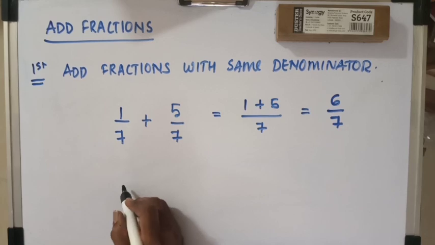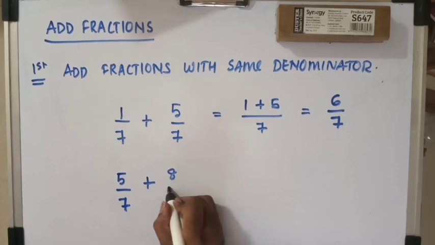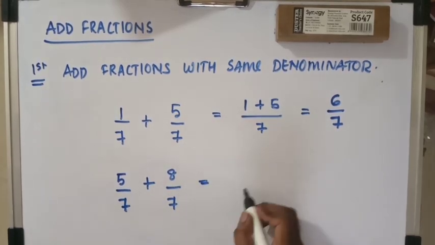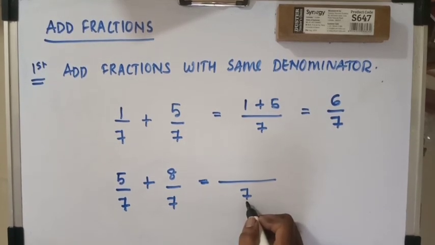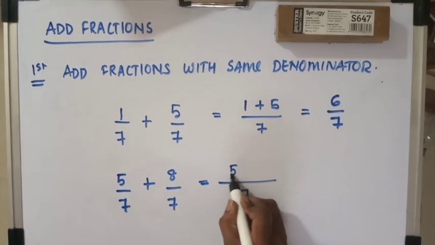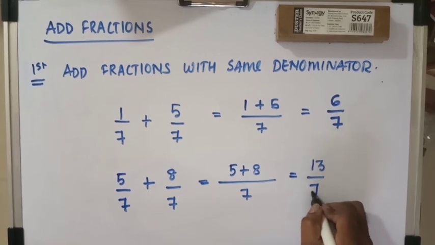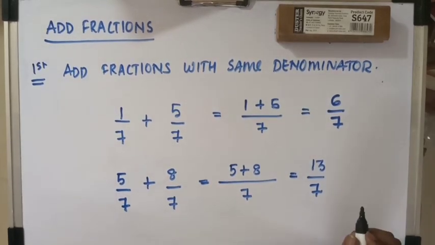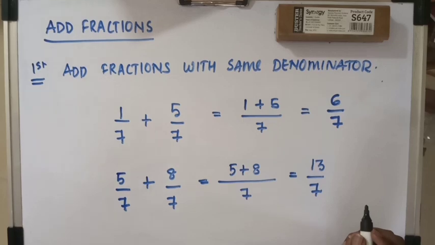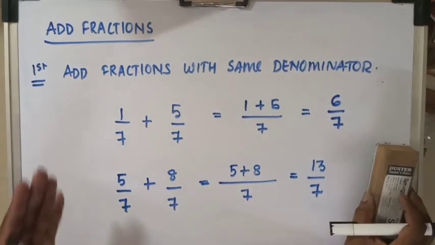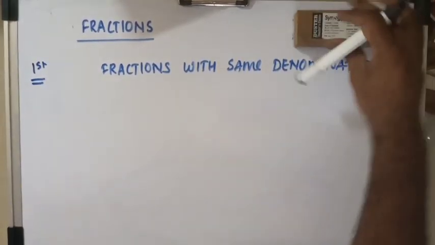In the same way, say 5 upon 7 is added to 8 upon 7. As the denominator is the same, I'll take the common denominator and add the numerators. So this gives me 13 upon 7. Adding fractions is much easier when the denominators of the fractions are the same. The same rule applies for subtracting fractions with the same denominator.